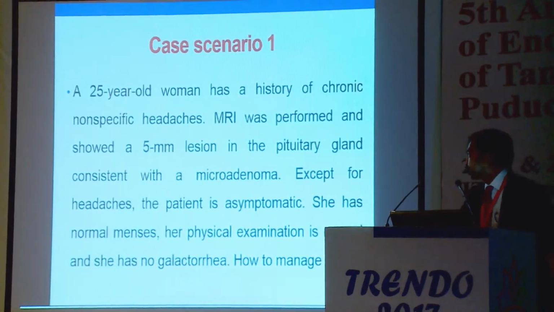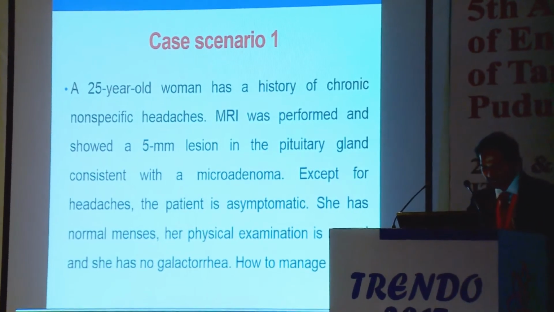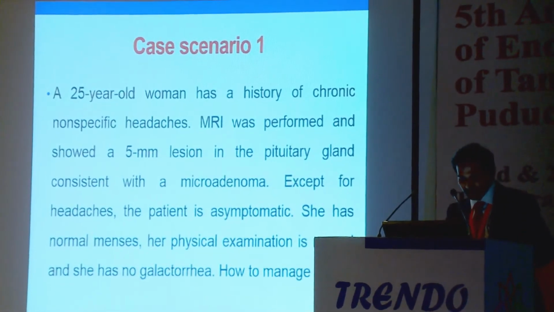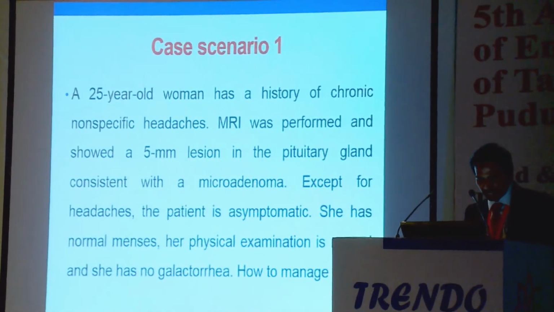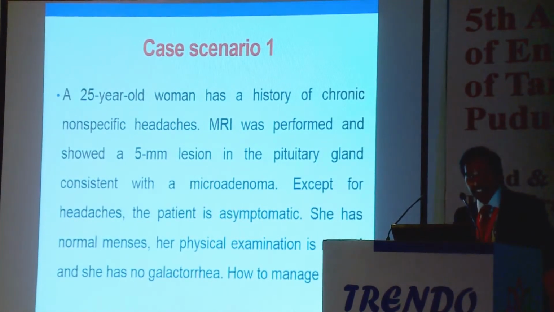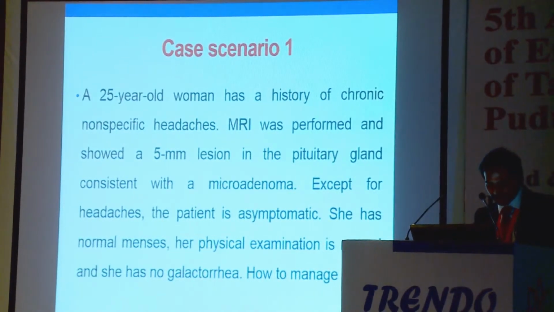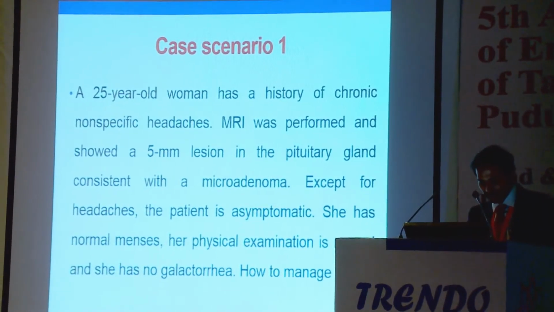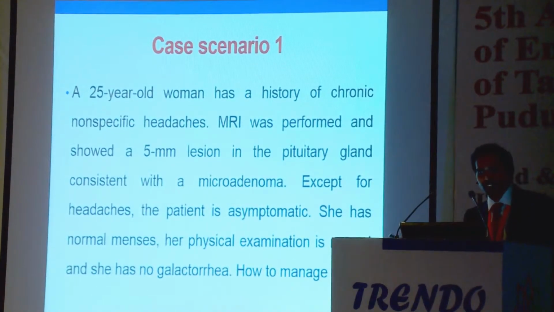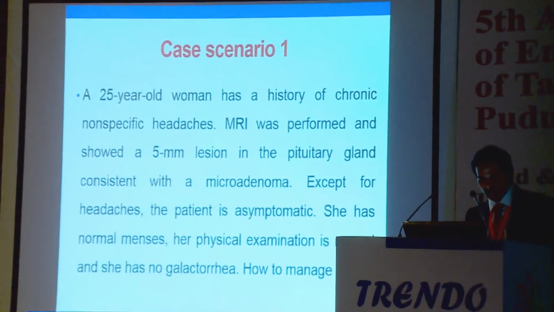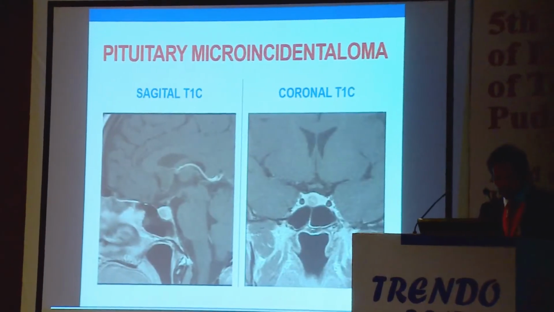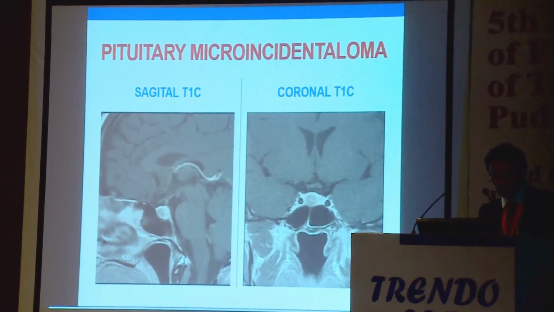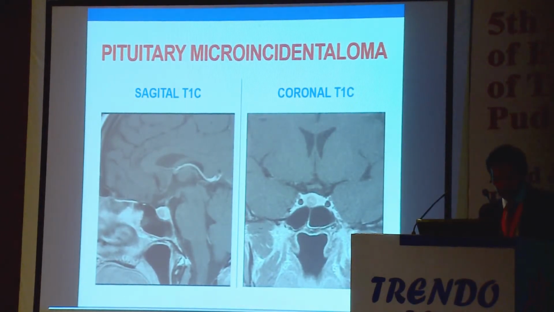The first case scenario: we have a 25-year-old woman with chronic, non-specific headaches, and for her an MRI was done, and it showed a 5 millimeter adenoma. Except for this, she is completely asymptomatic. She has normal menses, the physical examination is also normal, and there is no galactorrhea. This is one example of a pituitary incidentaloma. We'll see how we manage it. This was the MRI, both the sagittal and coronal sections of post-contrast T1-weighted images.